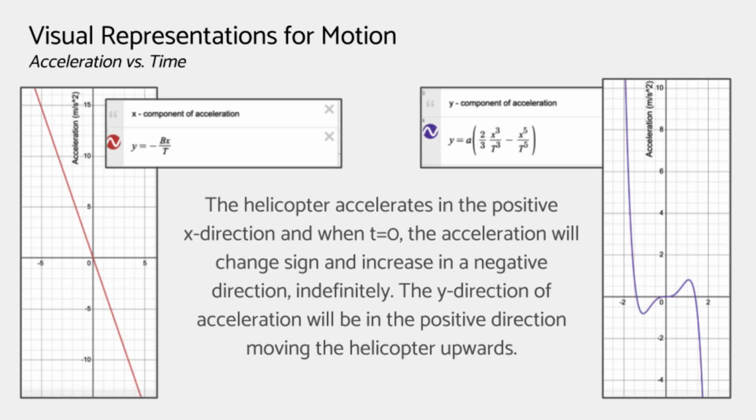With the given information from the prompt, we are able to infer that the helicopter's acceleration is in the positive x direction, and with t equals 0, the acceleration will change sign and increase in the negative infinite direction. When t equals negative big T, the y component of the acceleration will be in the positive y direction, which will move the helicopter upward.